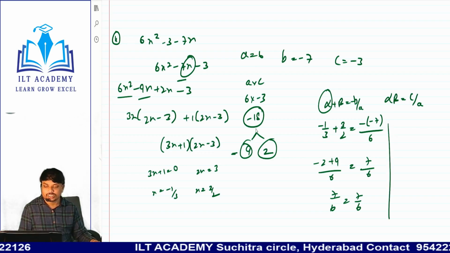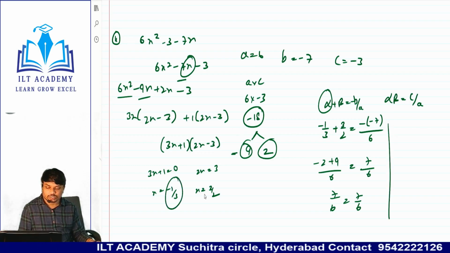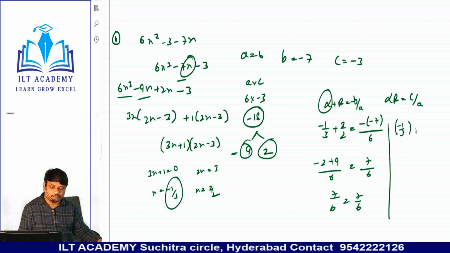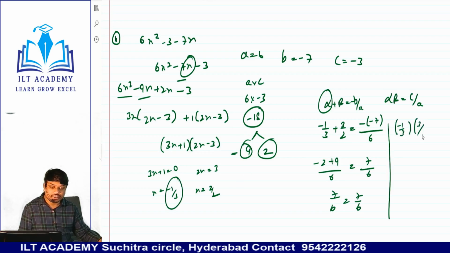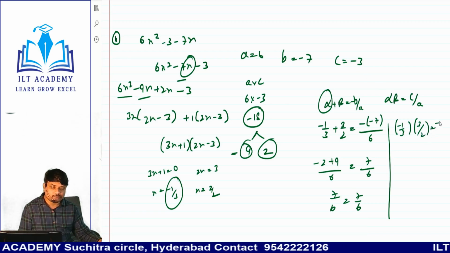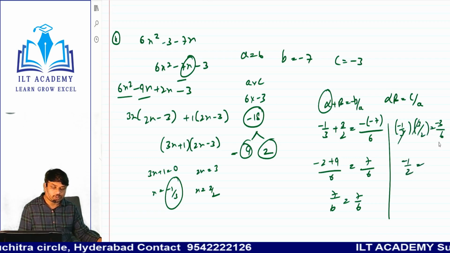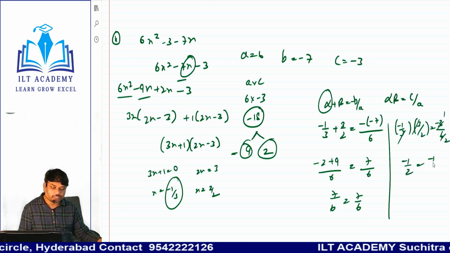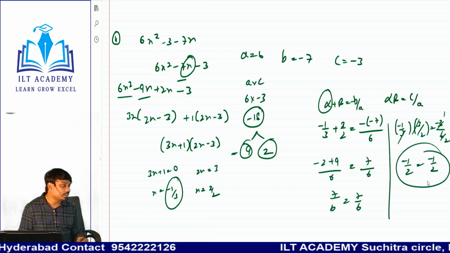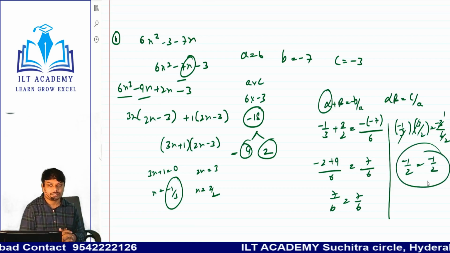Alpha beta is equal to c by a. Alpha is minus 1 by 3. Beta is 3 by 2, is equal to c by a, which is minus 3 divided by a, which is 6. 3 cancel, which is minus 1 by 2. 3 ones are 3, 3 twos are 6, which is minus 1 by 2. That's it. Any doubts? Clear with this?